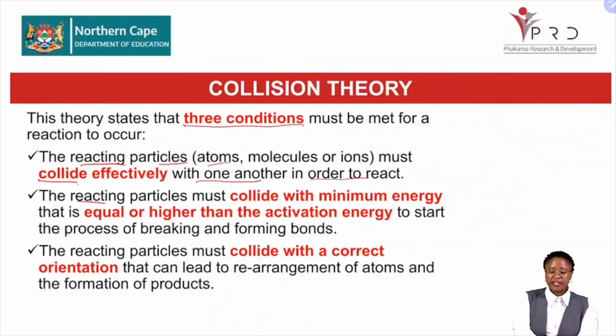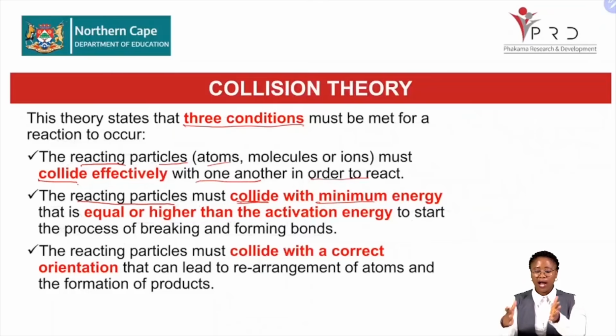take place. The reacting particles must collide not just effectively, but they also need to have the minimum energy that is equal to or higher than the activation energy in order to start breaking and forming the bonds, all right, in a chemical reaction. This is everything that you need to know in terms of the collision theory. The reacting particles must also collide with the correct orientation, and that leads to the rearrangement of the atoms, and the atoms will then form the products.